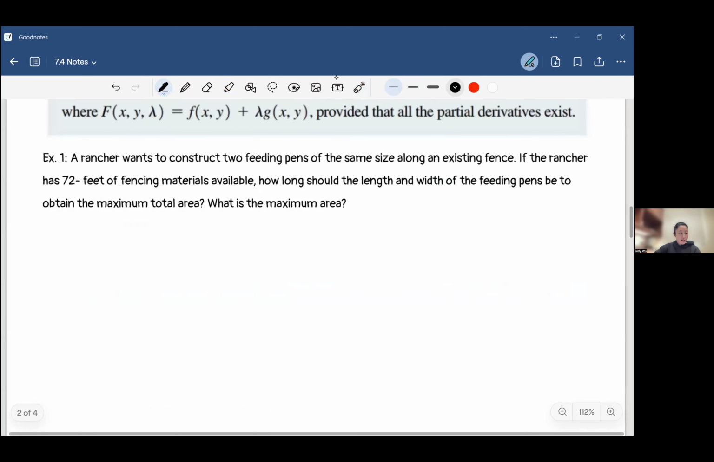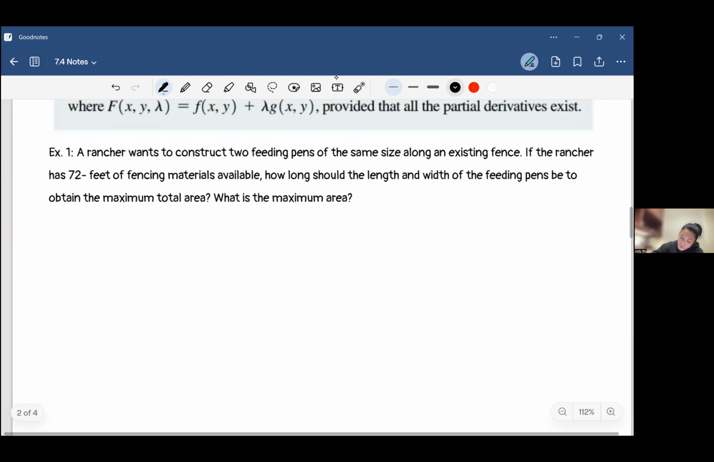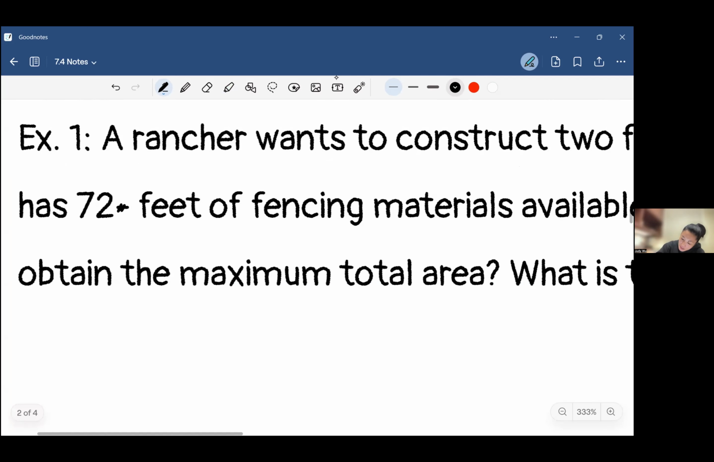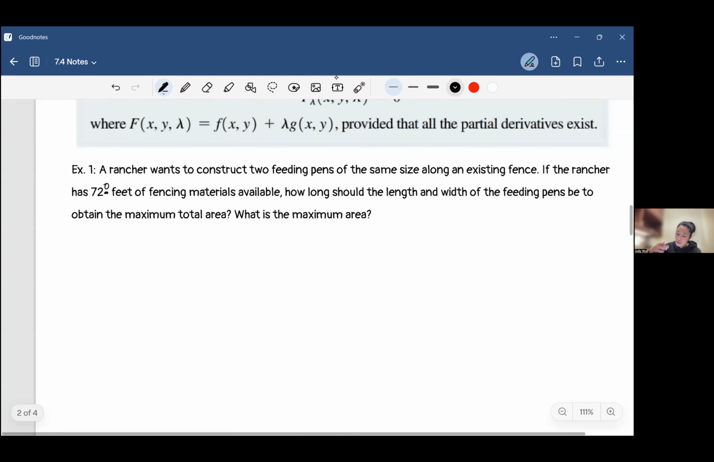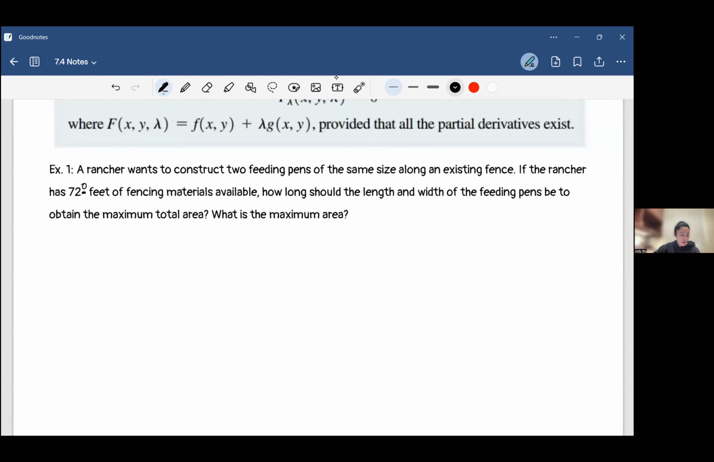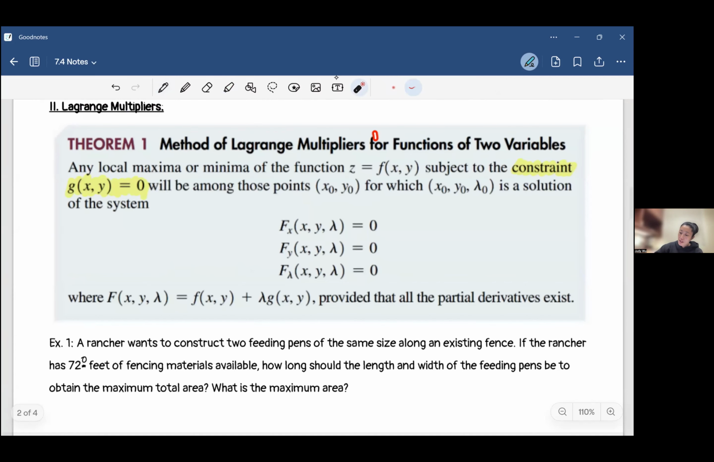All right. I think we've seen this problem before. A rancher wants to construct two feeding pens of the same size along an existing fence. If the rancher has 720 feet of fencing material available, how long should the length and the width of the feeding pens be to obtain the maximum total area, and what is the maximum area? All right. So what we're going to do now is the same problem we just did, but we are going to use the method of Lagrange multipliers.